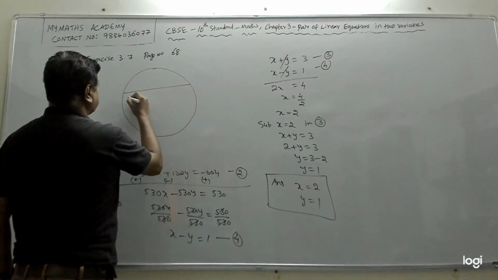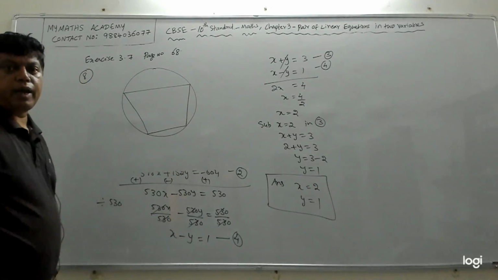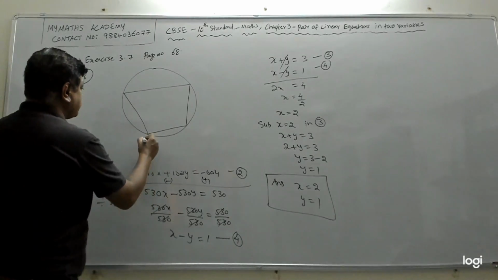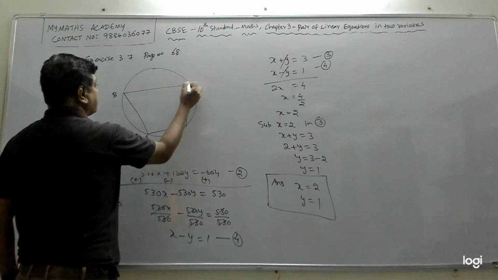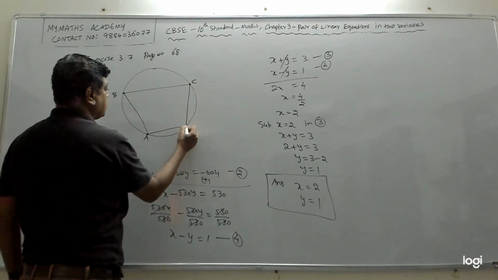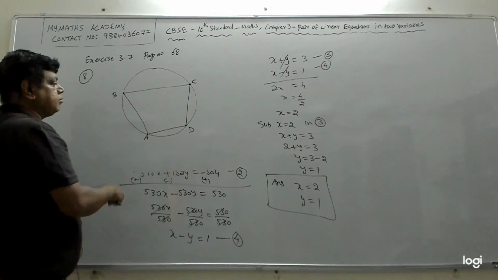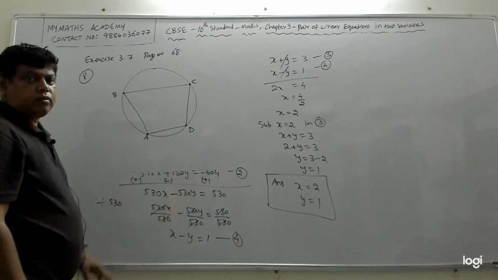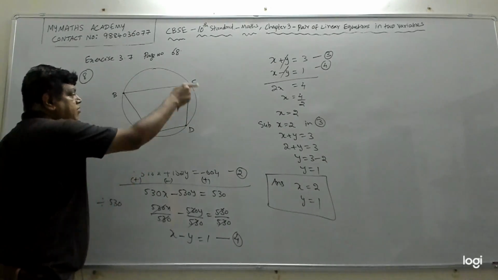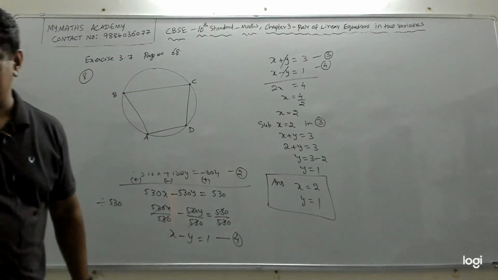So here the diagram is, there is a circle they have given, and it is like this. This is how the diagram is. If you see the diagram in figure 3.7, they have given this is A, this is B, this is C, this is D, and this is called a cyclic quadrilateral ABCD because the four vertices of the quadrilateral lie on the circle, or a circle is passing through all the four vertices of a quadrilateral.